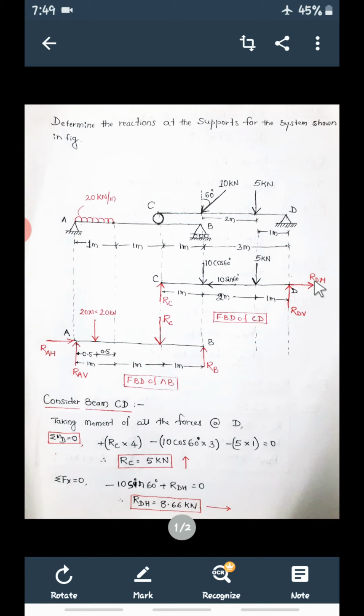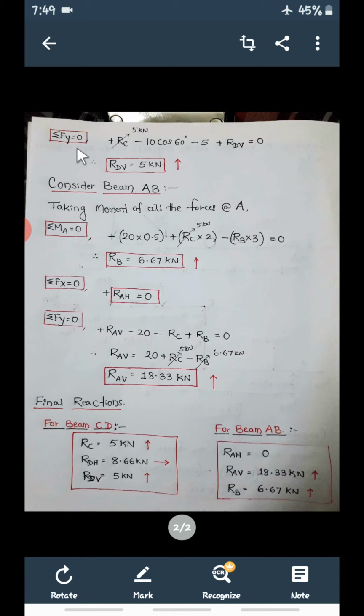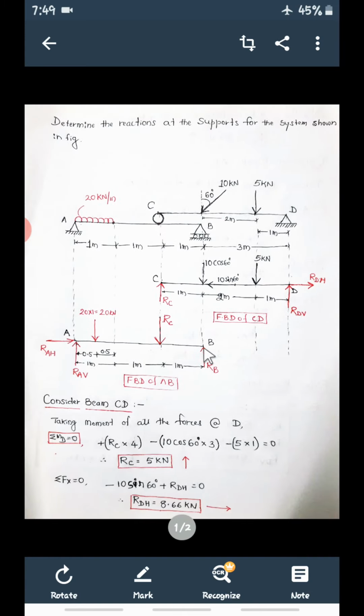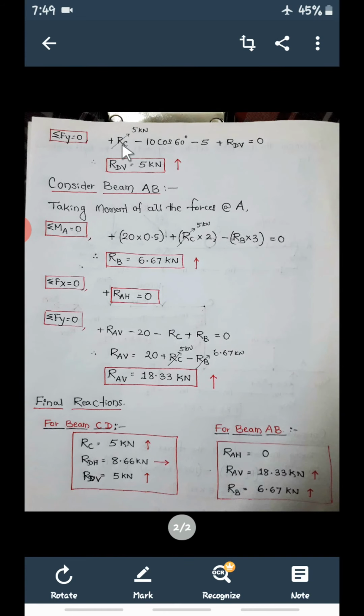So we have found RC and RDH. Next, RDV. We have used the moment equation and summation Fx. What is left? Summation Fy is equal to 0. Write all the vertical forces of the same beam CD: 1, 2, 3, 4. Plus RC, minus 10 cos 60, minus 5, plus RDV equals 0. RC we have already calculated. Substituting RC is equal to 5 kilonewton, you get RDV, the reaction at D vertical, as 5 kilonewton.